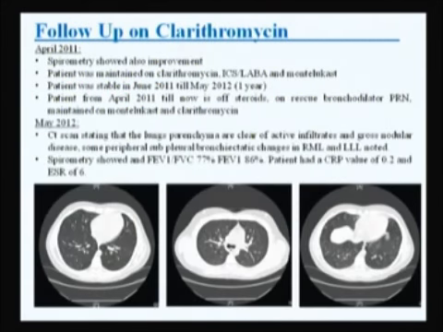And this is the scan from May 2012, which stated that the lung parenchyma is clear of active infiltrates and gross nodular disease, with some peripheral subpleural bronchiectatic changes in the right middle lobe and the left lower lobe noted. Spirometry now is a ratio of 77% with an FEV1 that normalized at 86% and a CRP value of 0.2 and a SED rate of 6.